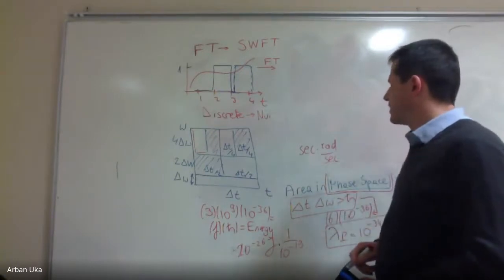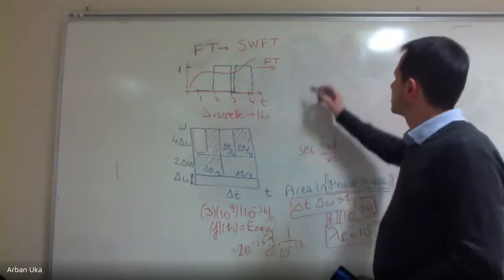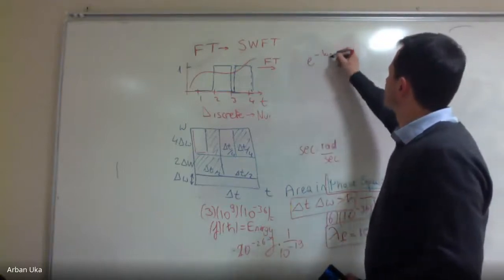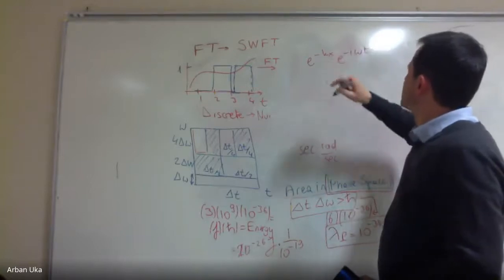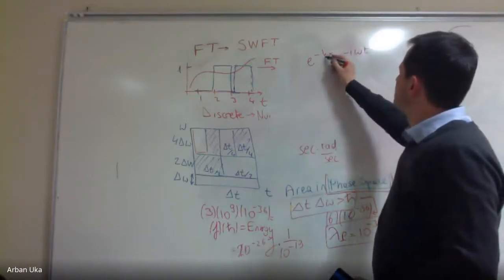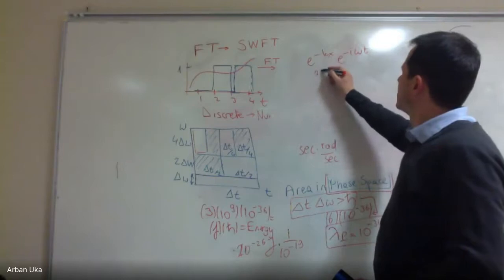But wait a second, so we can write e to the power minus i k x, e to the power minus i omega t. I think you have seen these quantities, and this k is 2 pi over lambda.